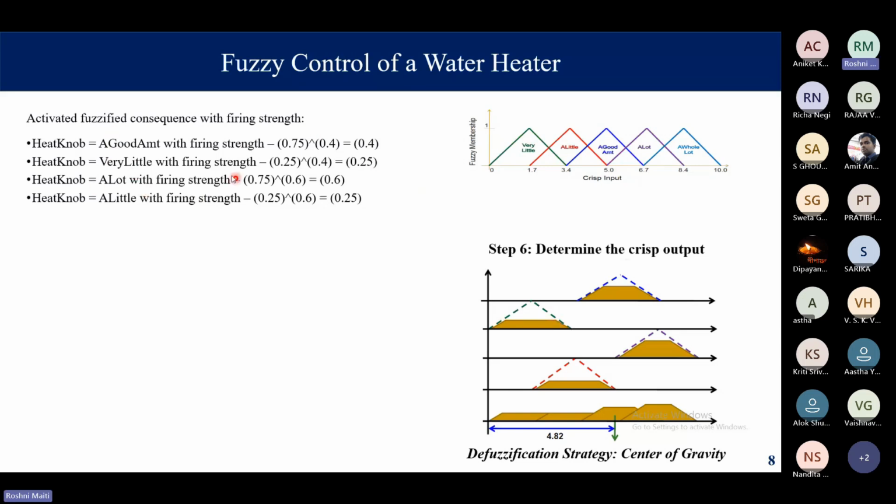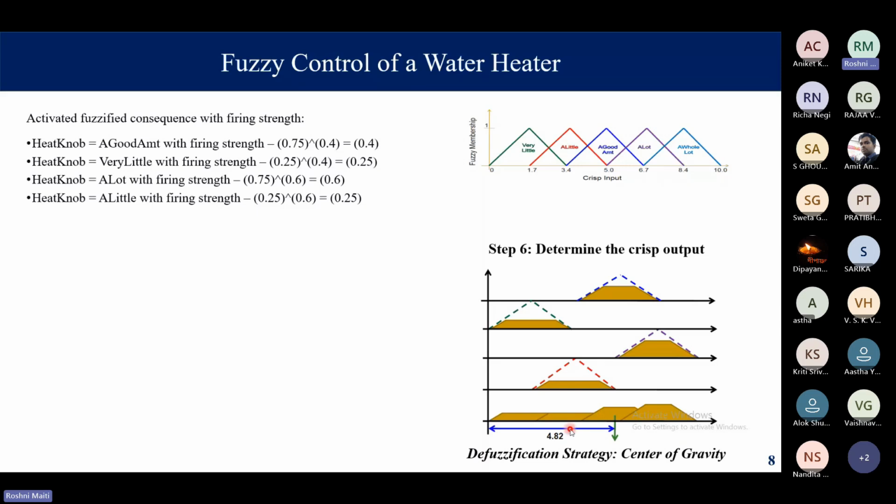After this, a lot with a lot. So a lot is with this violet line. A lot will be with 0.6, means 60% of its value. Next, we will have a little with firing strength 0.25. So a little is here with red lines. Here we have put it for the red lines with 0.25, means 25% value.